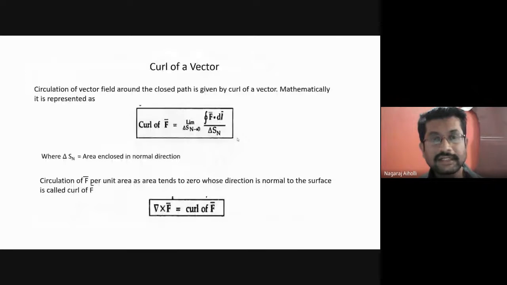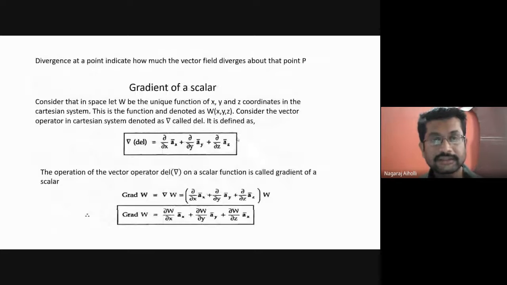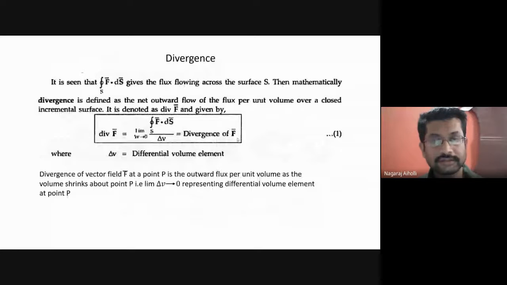In today's class, students, we have discussed starting from divergence. What is divergence? It is given by del dot v, that is divergence of f bar is the limit of the closed surface integral of f bar dot ds bar divided by delta v, as delta v tends to 0.